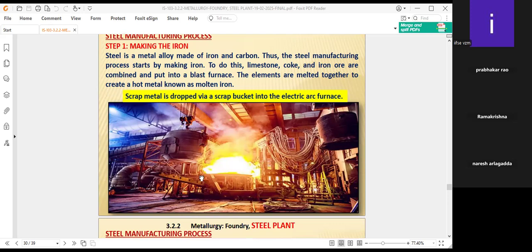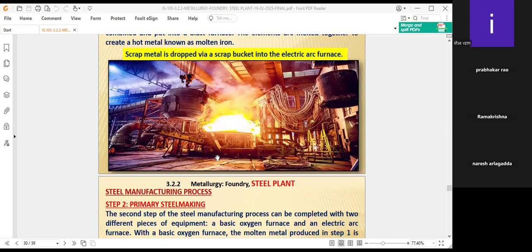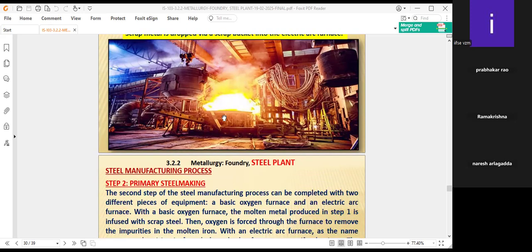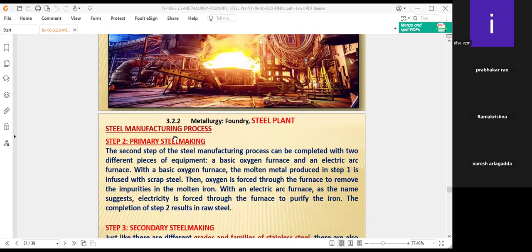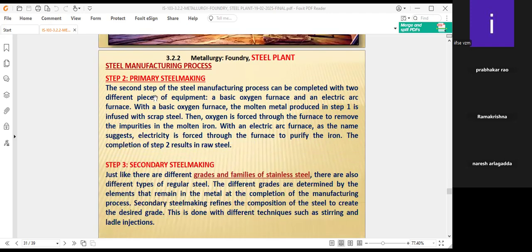This is one of the figures where the scrap metal is dropped via a scrap bucket into the electric arc furnace. Then with the electric arc furnace we have to be very careful. One is coming like this, another is coming ready to pour into this. Then the second one is primary steel making, step 2.